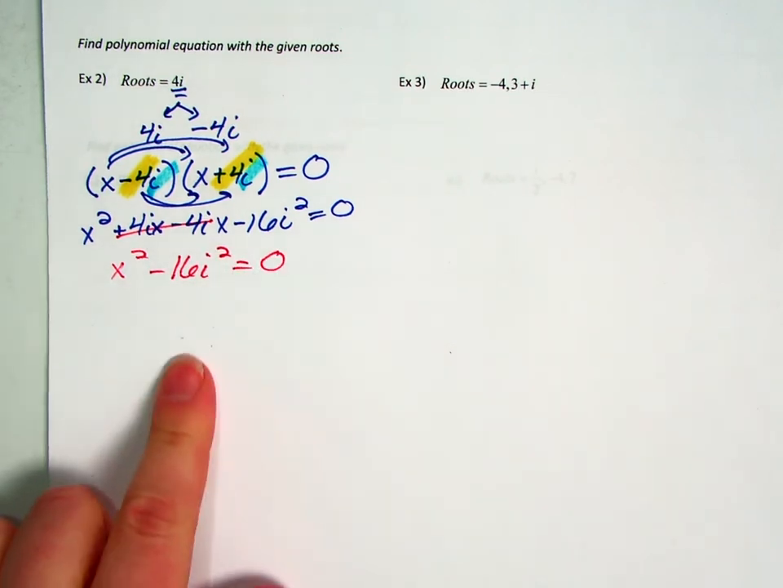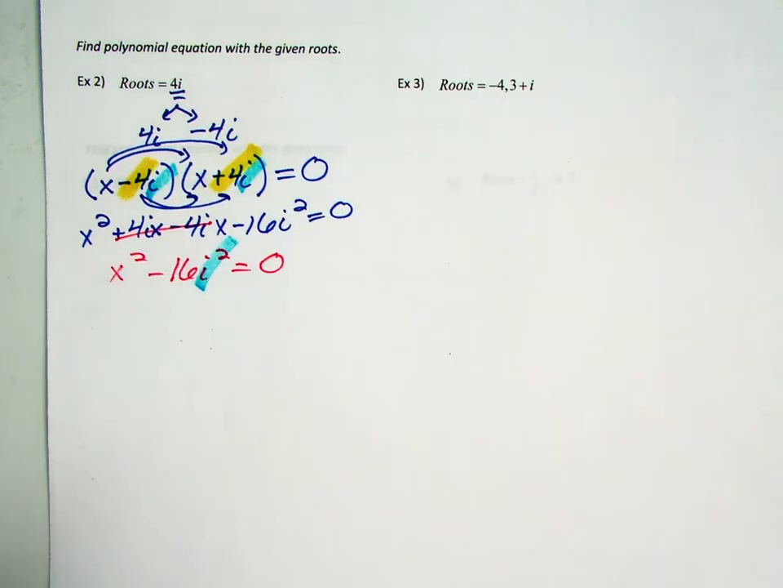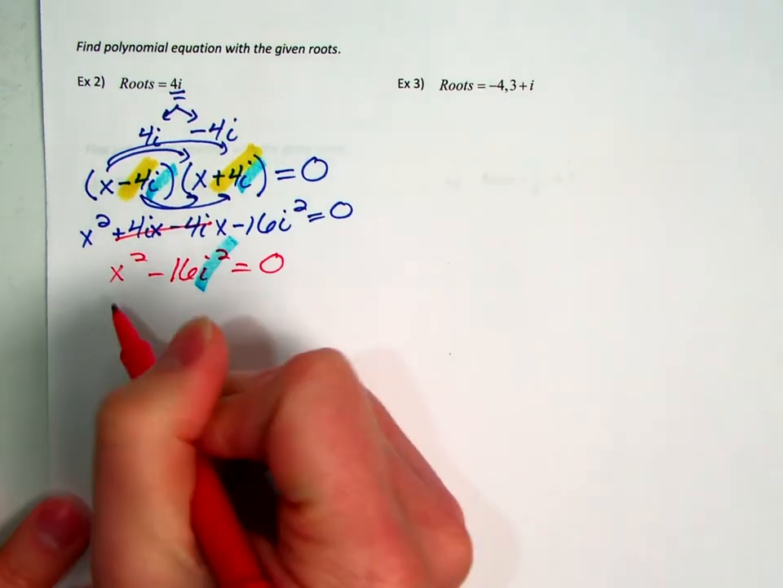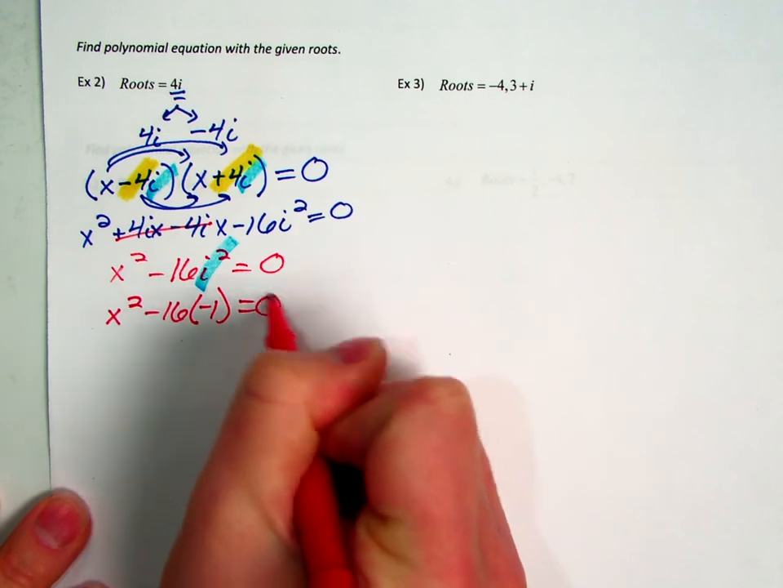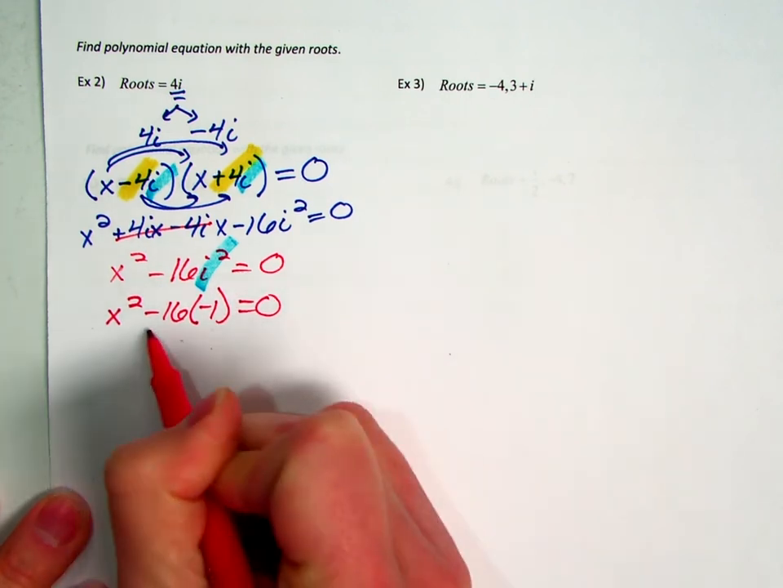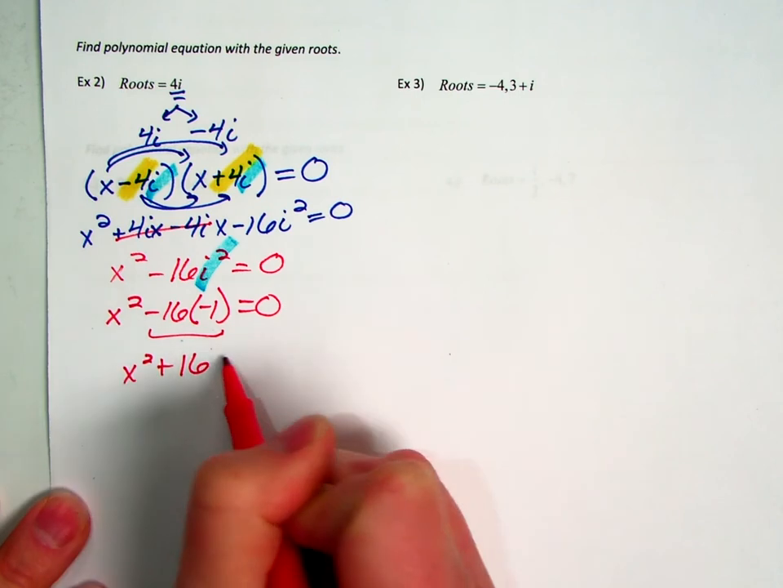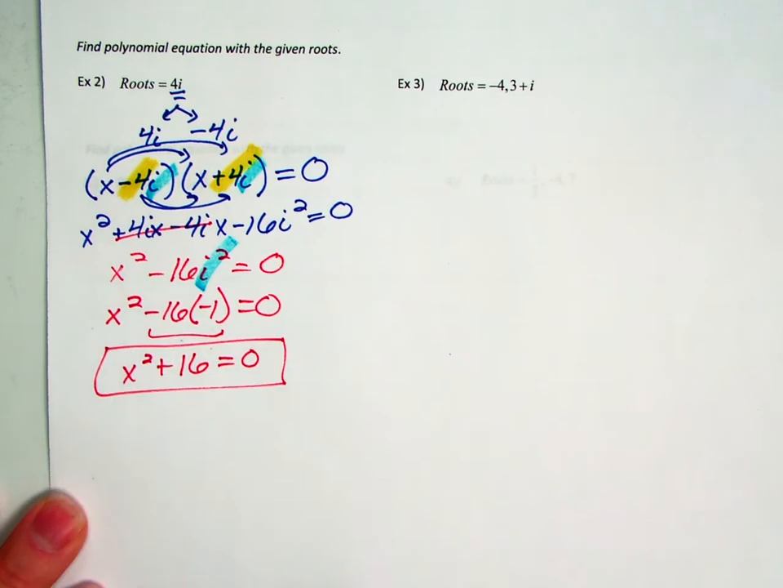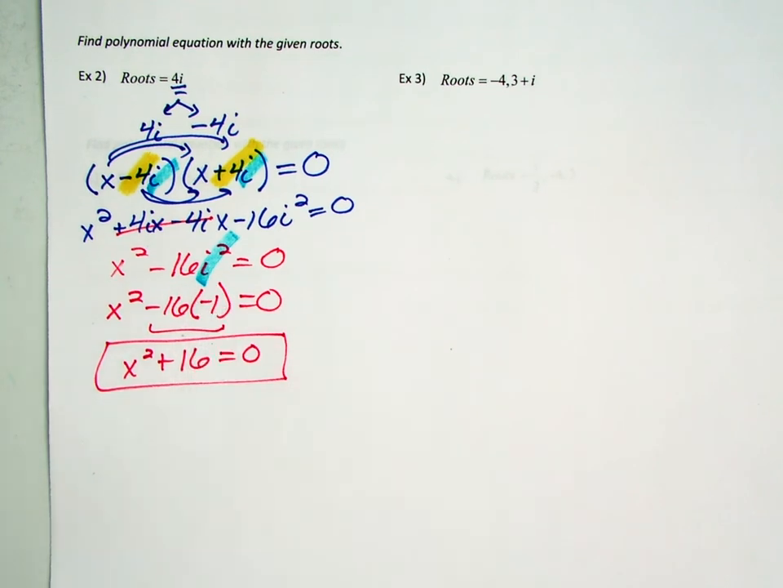But this is not your final answer. You need to remember that i squared actually means negative 1. So this is really x squared minus 16 times negative 1 equals 0. Negative 16 times negative 1 is positive 16. So we have x squared plus 16 equals 0 as your final polynomial. Remember, whenever you get an i squared, you have to change that to a negative 1.